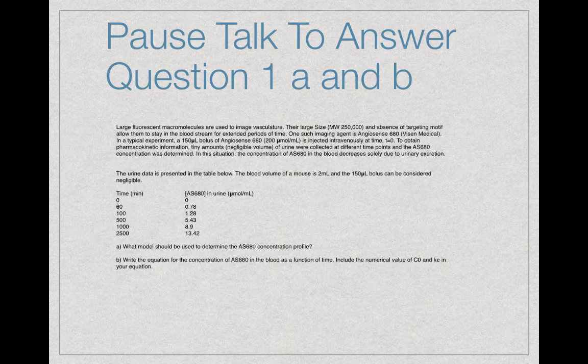So what model should be used to determine the AS680 concentration profile? Based on the fact that this is an intravenous route of administration and we're trying to measure what's happening in the bloodstream, and the blood concentration decreases solely due to urinary excretion, this can be modeled as a one-compartment model. From there, part B: write the equation for the concentration of AS680 in the blood as a function of time. Include the numerical value of C0 and Ke in your equation. So here's how I would go about doing this.